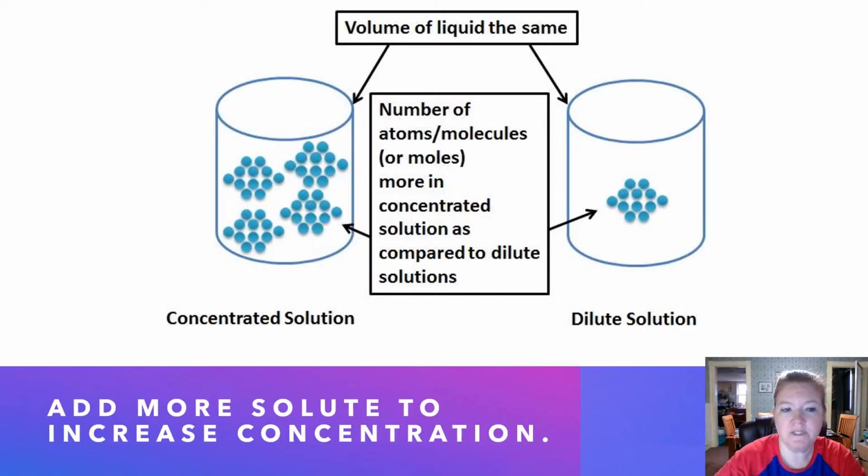So adding more solute to increase concentration. So I keep the volume the same, right? So I have 100 milliliters of water and 100 milliliters of water. Just in one of them, I add more of the solute. So the one that has more solute is more concentrated.